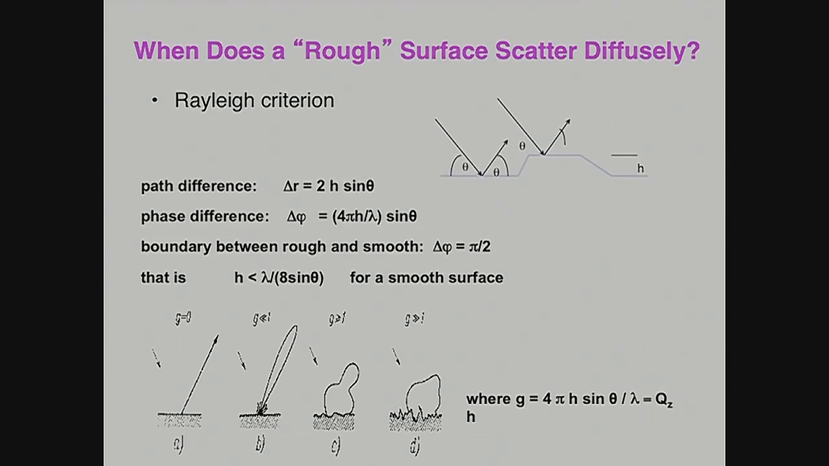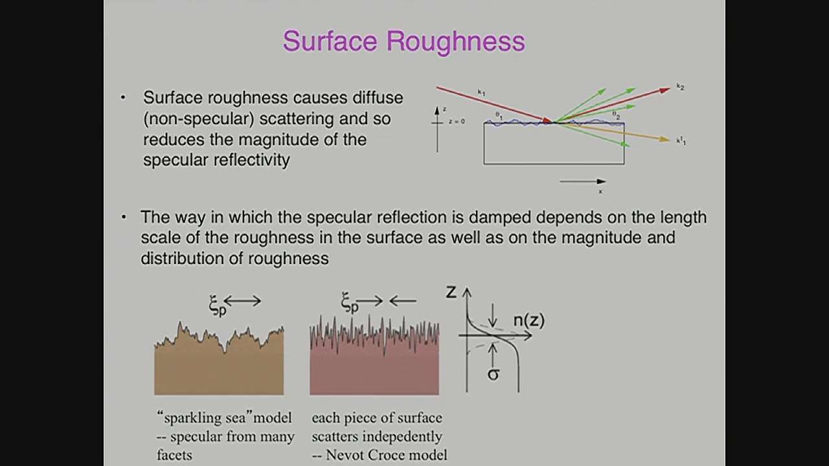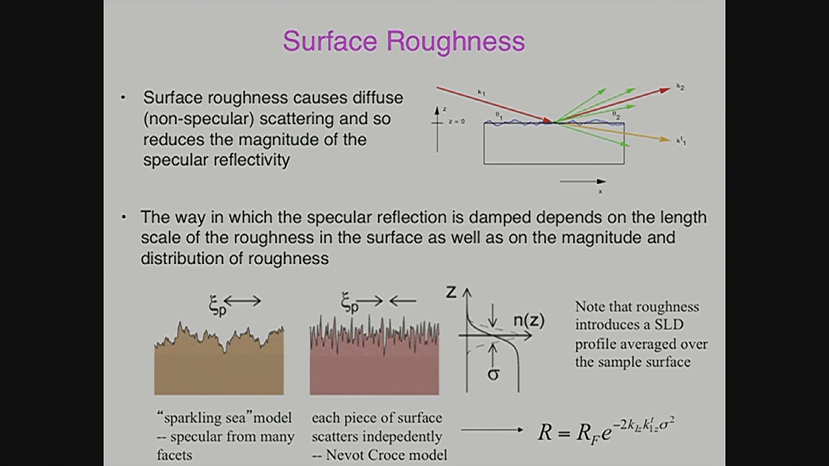I don't want to do this either. So if you have a rough surface, you can calculate what the reflectivity would be for such a rough surface. It's the Fresnel reflectivity, which goes down as 1 over q to the fourth, times the damping factor that was first deduced, I think, by some French researchers in, I want to say, the 1980s or something like that. It's quite recent. So we understand how the specular reflectivity is damped by the presence of roughness of a surface. So you can, in principle, use neutrons not only to measure the thicknesses of layers, but also the roughnesses of the interfaces between the layers.